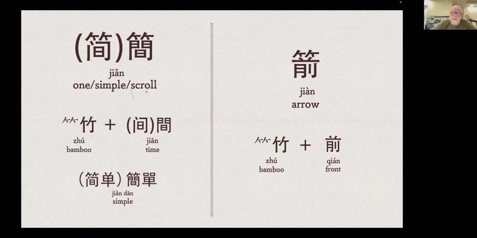An arrow is not made of bamboo, but it's kind of like bamboo. On the bottom, we have a phonetic, but it's not just any phonetic. It means to go forward. So an arrow goes forward. So this is Chinese logic. Sometimes it's smart, sometimes not so smart.